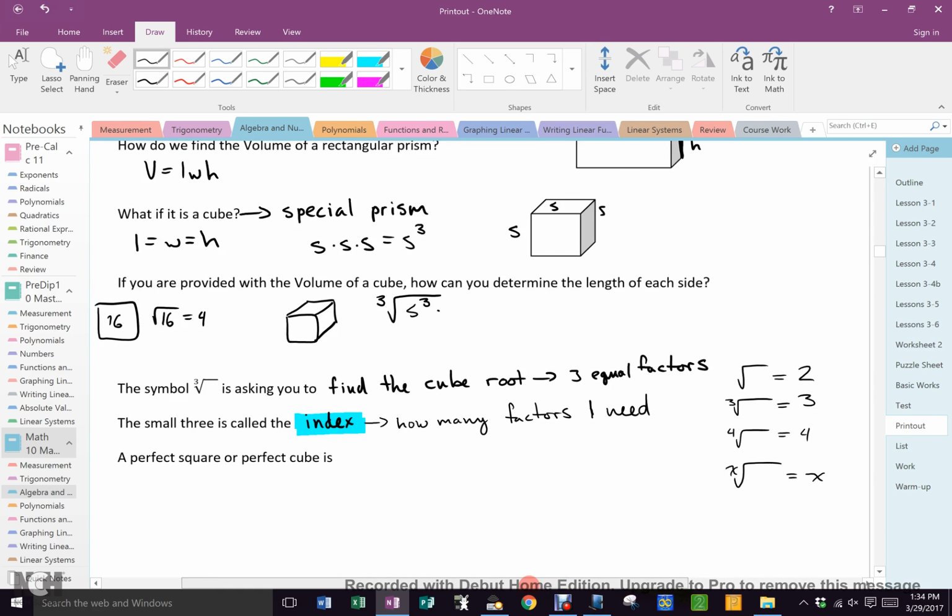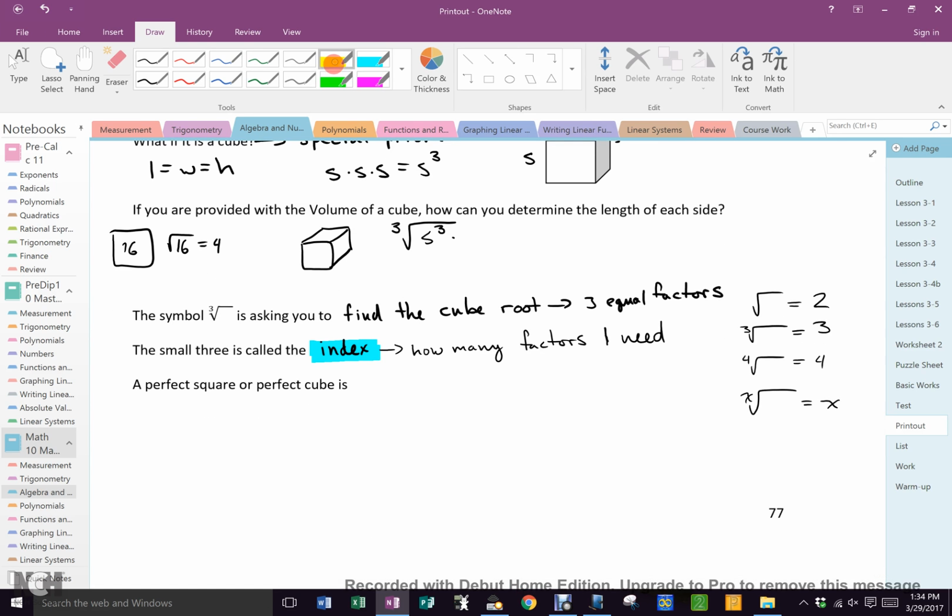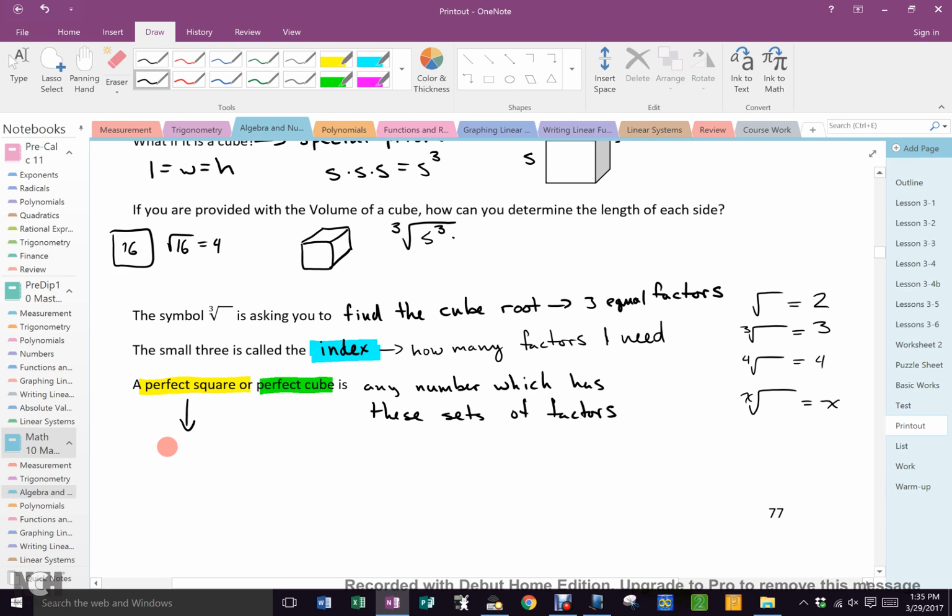All right. A perfect square or a perfect cube is any number which has these sets of factors. Okay? A perfect square has 2. A perfect cube has 3. Everybody with me? Everybody good? Okay.